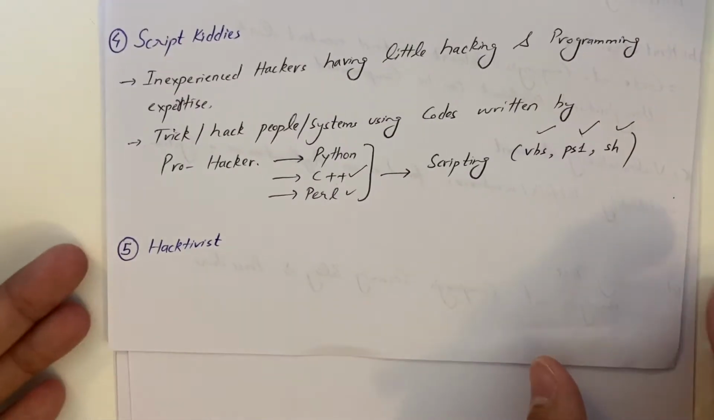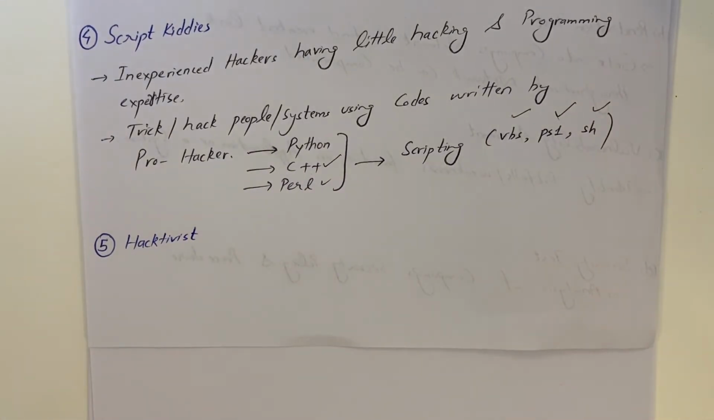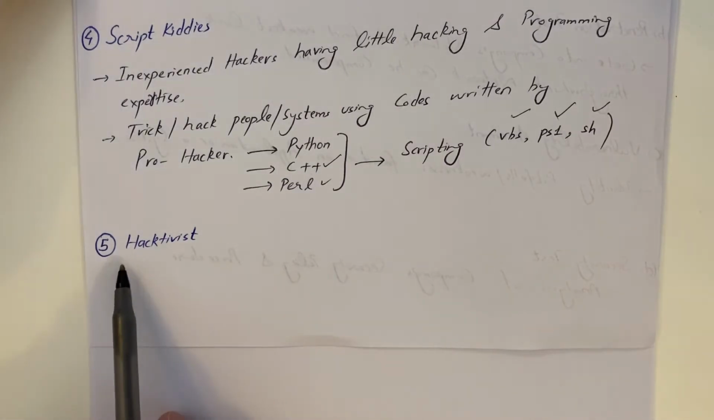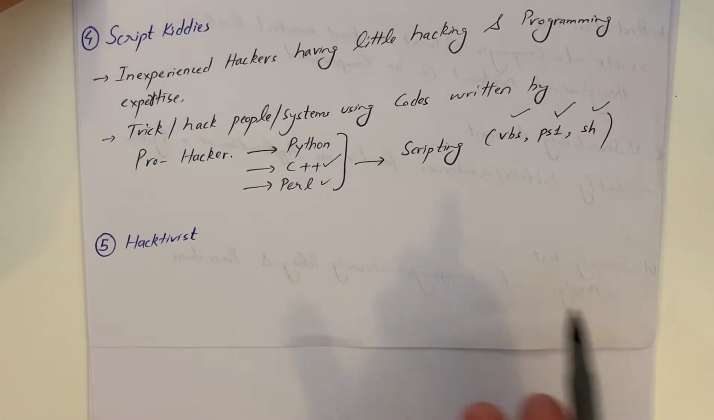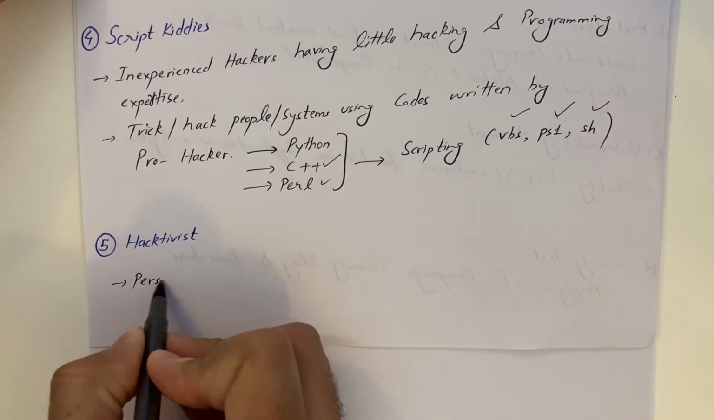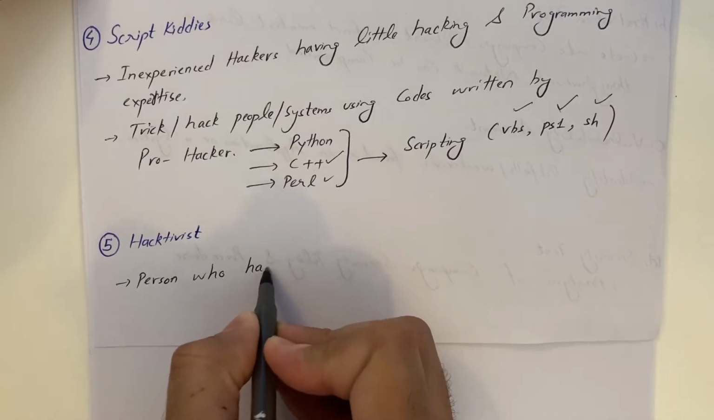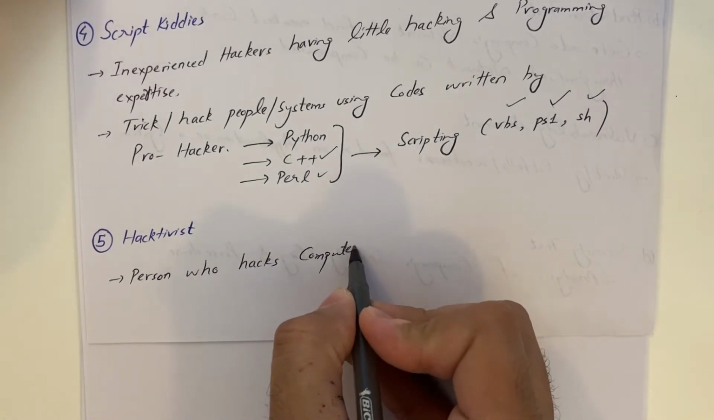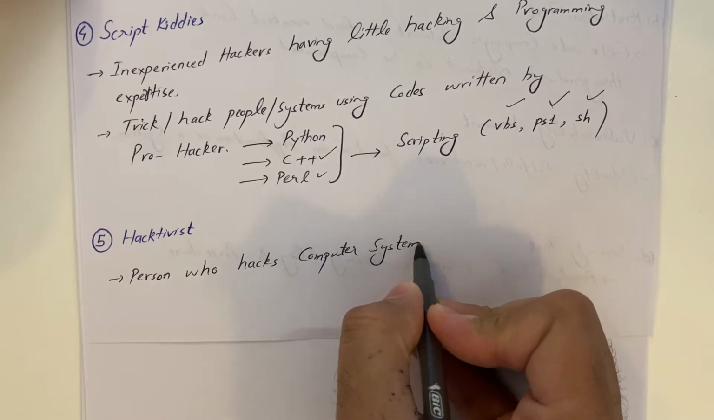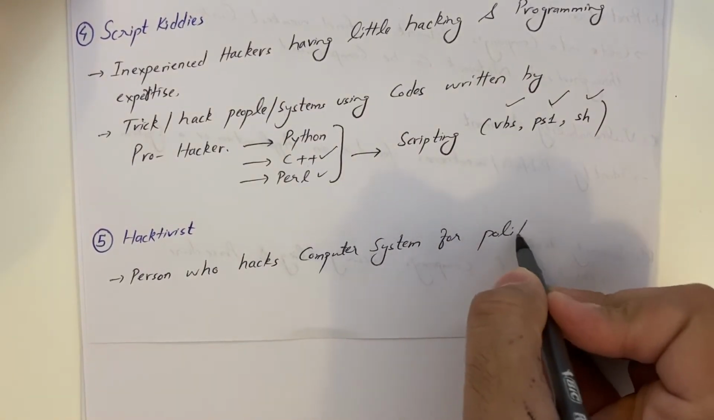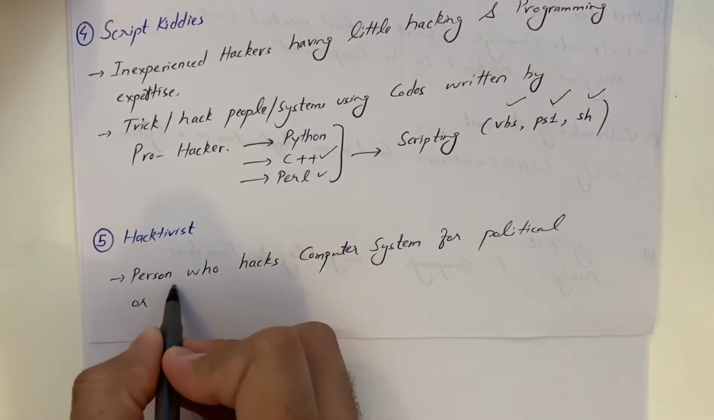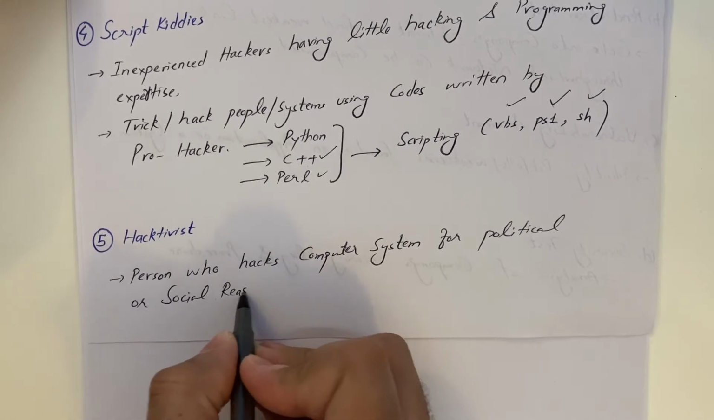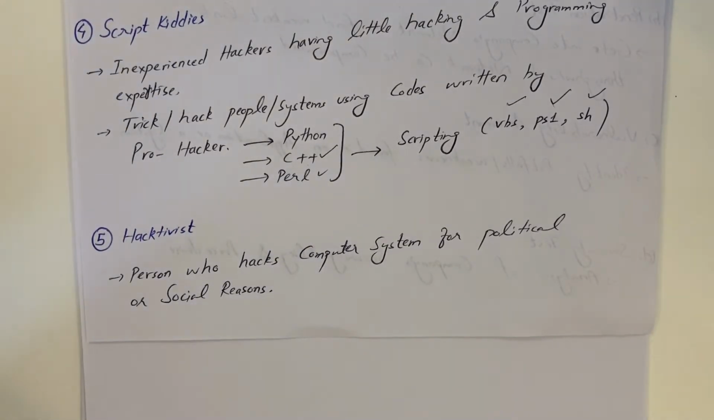The last type of hacker that our book has discussed is the hacktivist. I believe everybody is well familiar with this terminology. Hacktivist is a combination of two words, hacker and activist. So a person who hacks computer systems for political or social reasons. Sometimes they do hacking to expose injustice, or just to expose a scam maybe. That's basically their agenda.